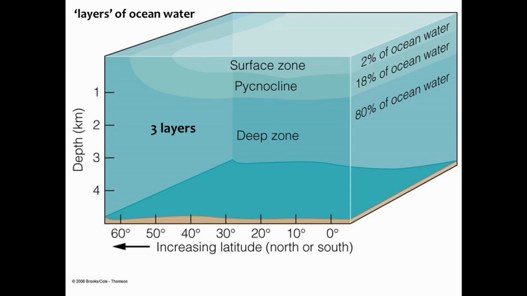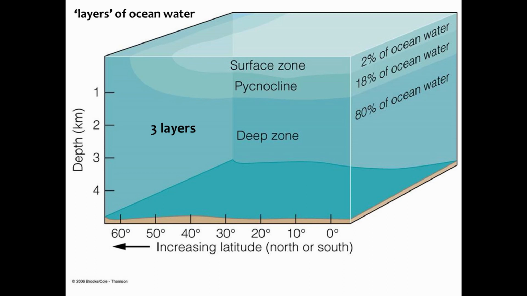Underneath the surface zone is the pycnocline, and this is representative of about 18% of all water in the ocean. What we see here is that as we increase depth, we have a very rapid increase in density. Water temperatures are decreasing very quickly as well, and we'll look at that in the next slide. Then finally we have the deep zone, and this is the bulk of ocean water, roughly 80% of all ocean water. Here we see very little change in density with depth. Water is cold, and it might get even colder down towards the bottom of the ocean floor.